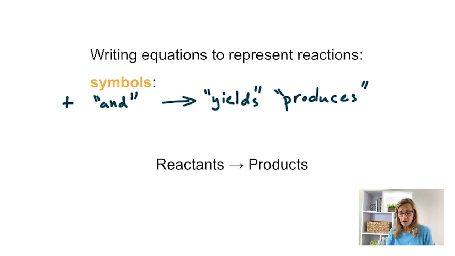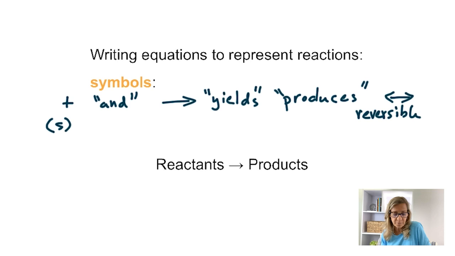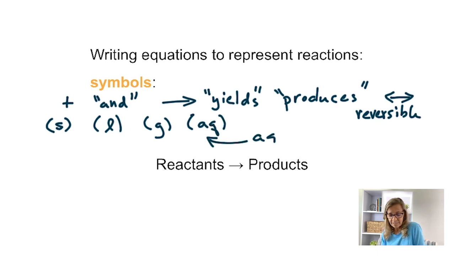And then you may see something like this. This means reversible. If you see arrows going in 2 directions, that's a reversible reaction. We'll get there later. And then some other symbols that you may see are little subscripts in parentheses, S for solid, L for liquid, G for gas, and then AQ means aqueous. In other words, dissolved in water. So those are going to be your ions, aqueous ions.